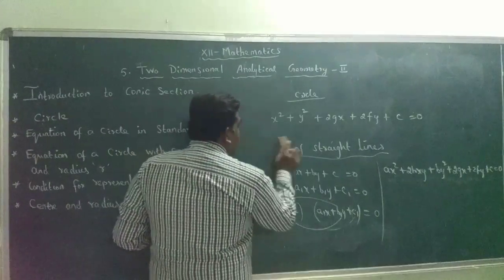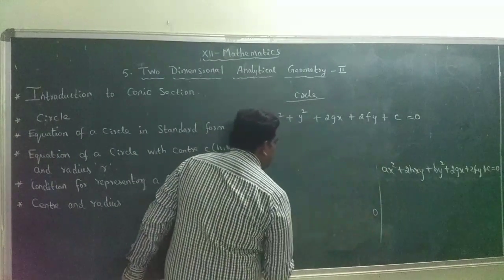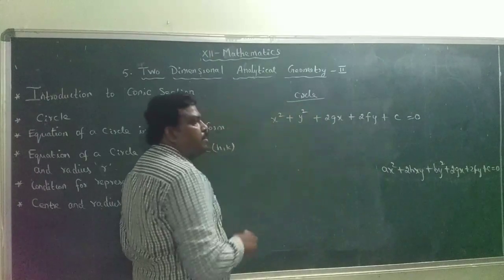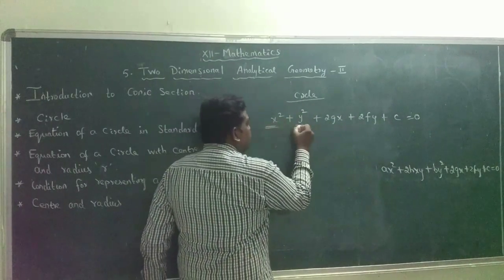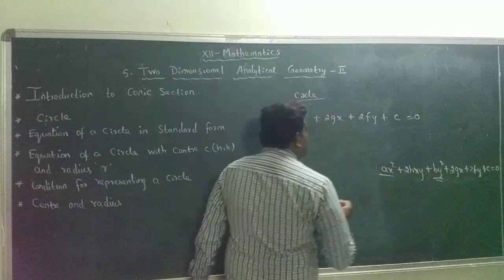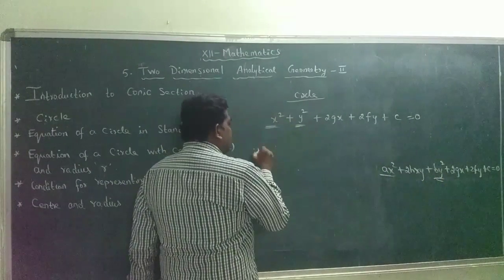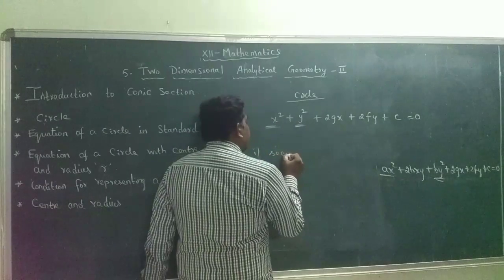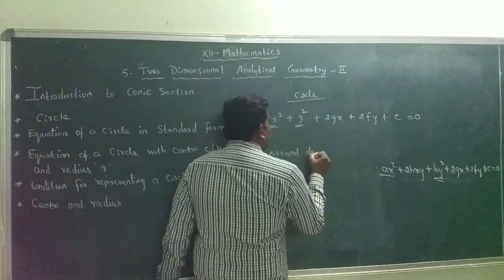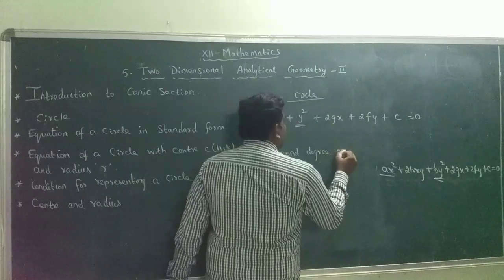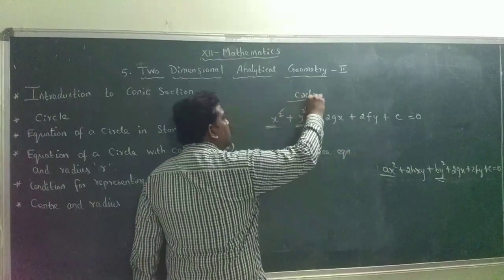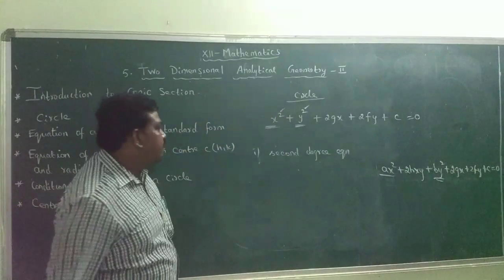So அப்ப என்ன பண்ணுவோம்னா, this is the pair of straight lines. நான் இப்ப வளைச்சு சர்க்கிளா மாத்த போறேன். ரெண்டு differences பார்க்கறேன். This is the first condition. First condition is it should be a second degree equation. That is a second degree. அது second degree equation-ஆ முதல்ல இருக்கணும்.